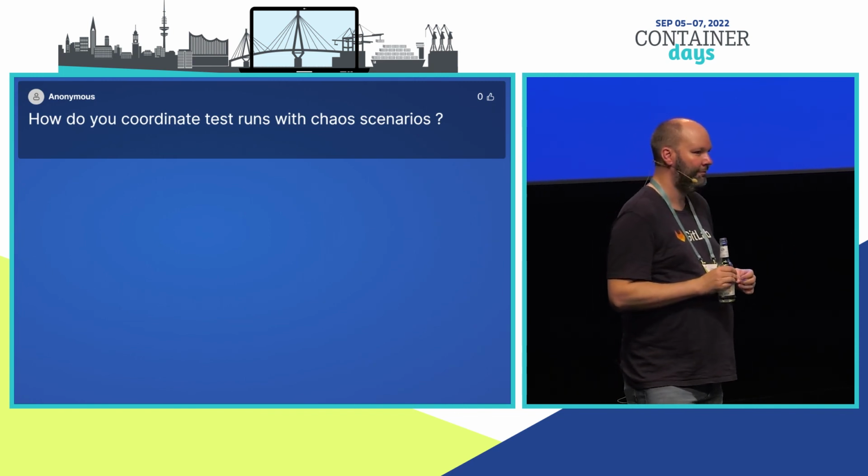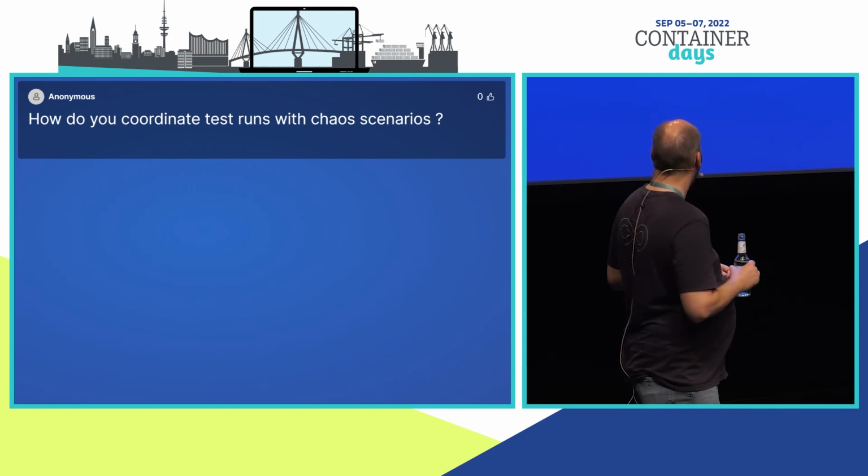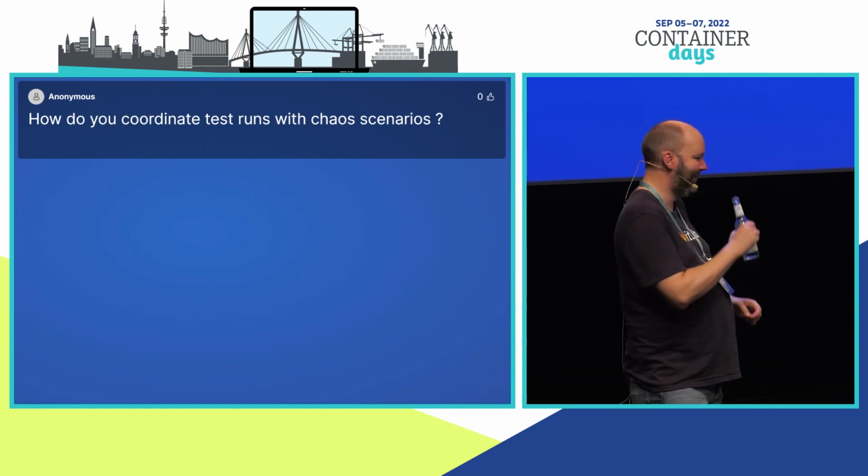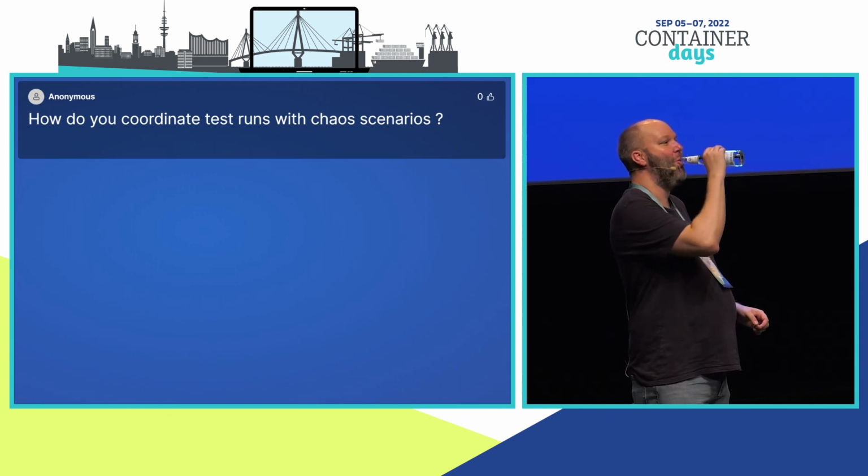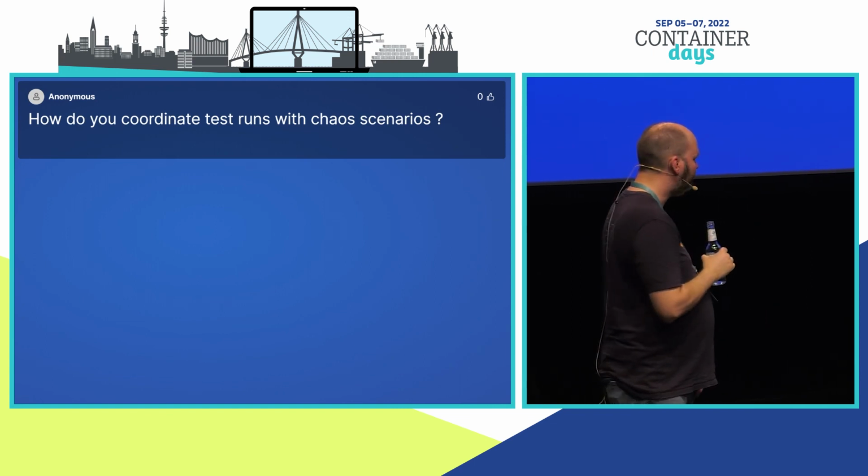Okay. We have one last question. Are you ready for this? Let's see, drink another sip of water. How do you coordinate test runs with chaos scenarios?